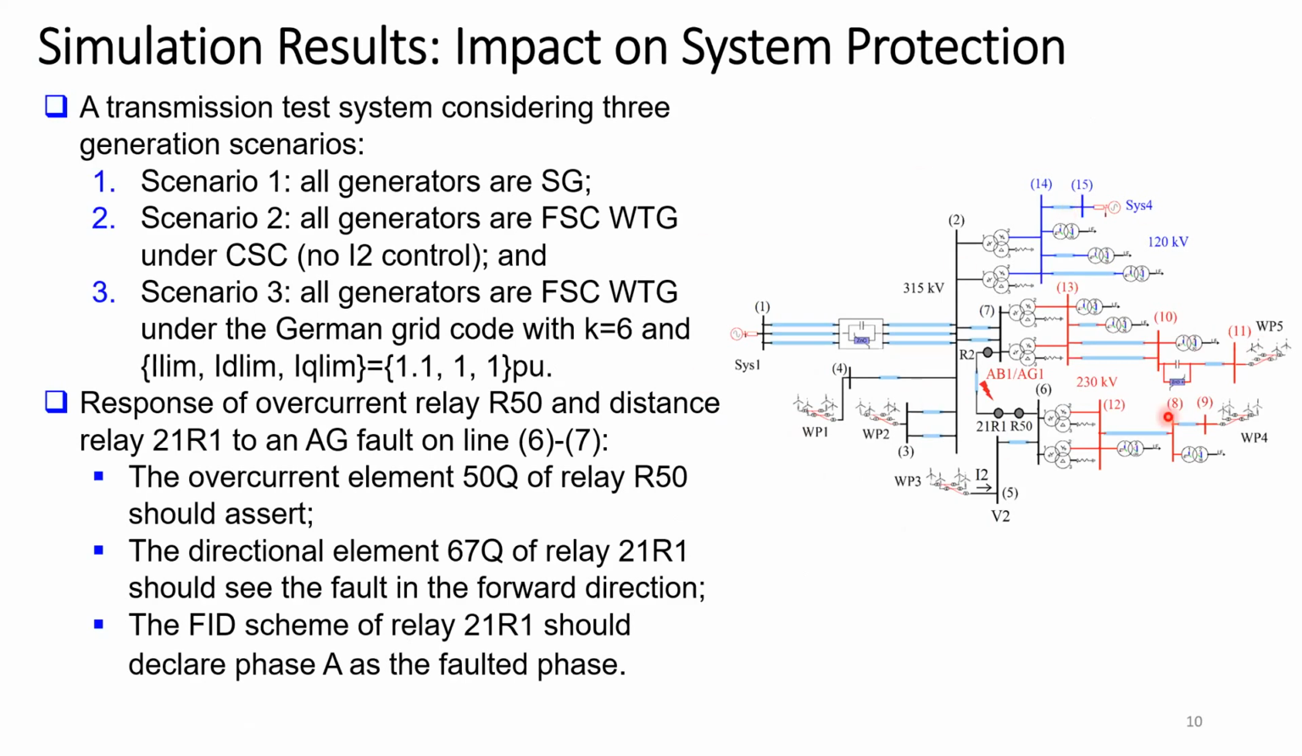So we consider this transmission test system, which is a multi-wind park test case. We consider three generation scenarios. In scenario 1, we consider all generators to be synchronous. In scenario 2, we consider them to be type 4 wind turbine generators under the coupled sequence control, so there is no negative sequence current injection under unbalanced faults. In scenario 3, we consider them to be type 4 wind turbine generators. We study the performance of an overcurrent relay and a distance relay, and we apply an unbalanced fault here.